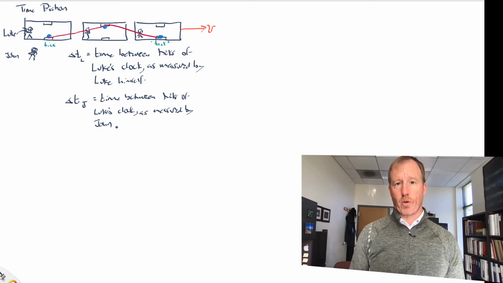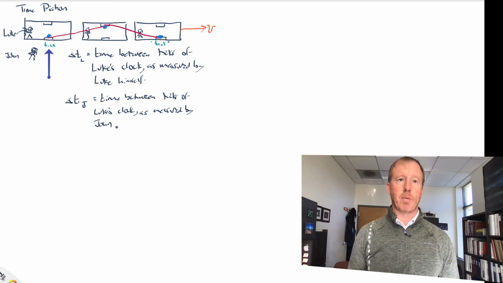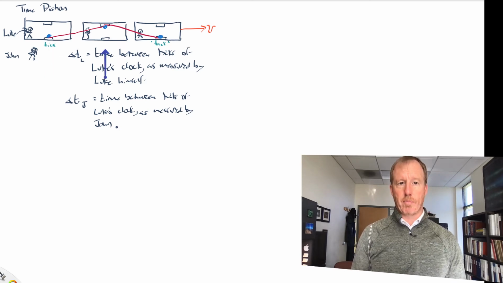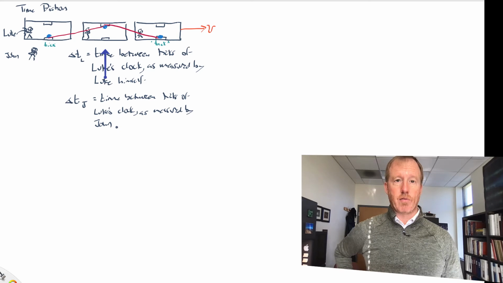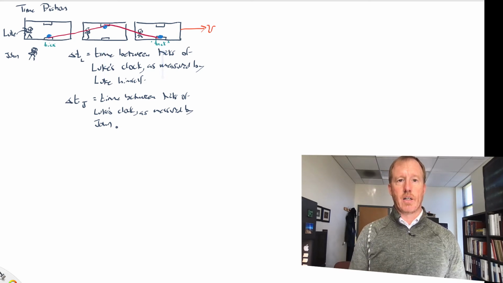According to Luke, of course, the ball is simply bouncing up and down across his ship. But according to John, he sees the ship rushing past. So I've shown three different instances of the position of this ship as it's rushing past John. At first, on the left-hand side, the ball leaves the bottom bumper. In the middle image, it bounces off the top bumper, and in the third image, it then returns to the bottom bumper. So the time between ticks of the clock is denoted by the time between bounces off of the bottom bumper.